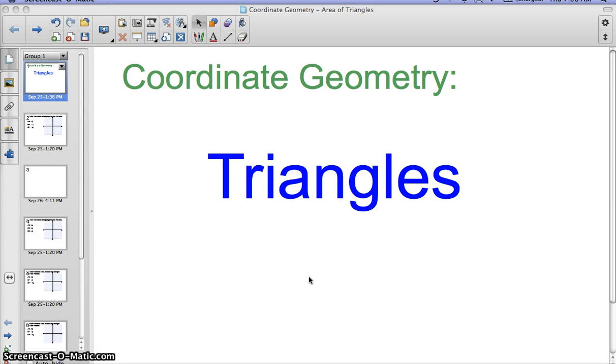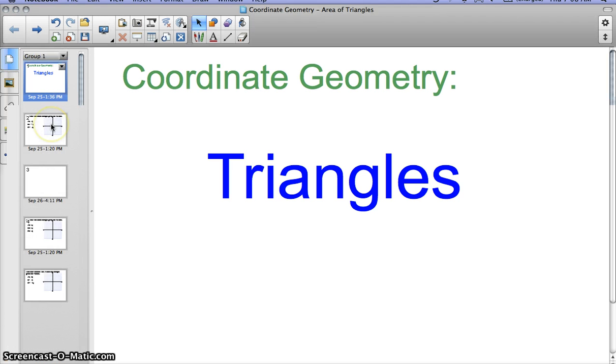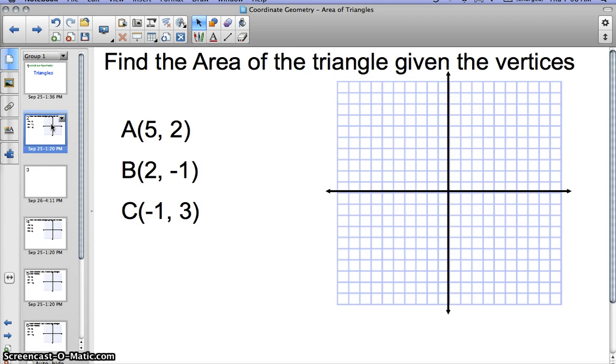Today we're going to talk about coordinate geometry of triangles. In particular, we're going to talk about finding the area of triangles given a set of coordinates. So, first thing we need to do when we're finding area, obviously, we need to plot our points. So let's go ahead and do that real quick.